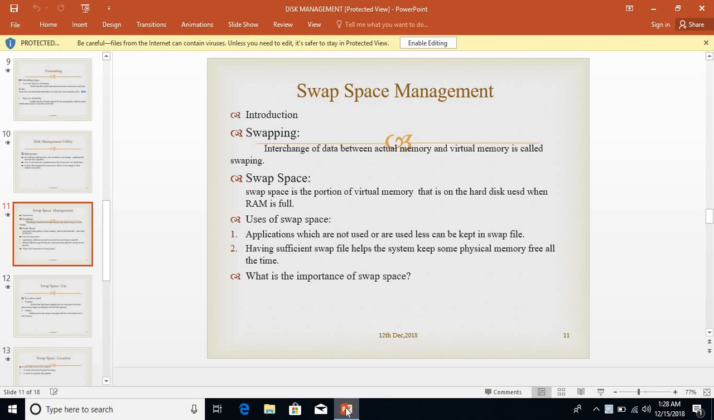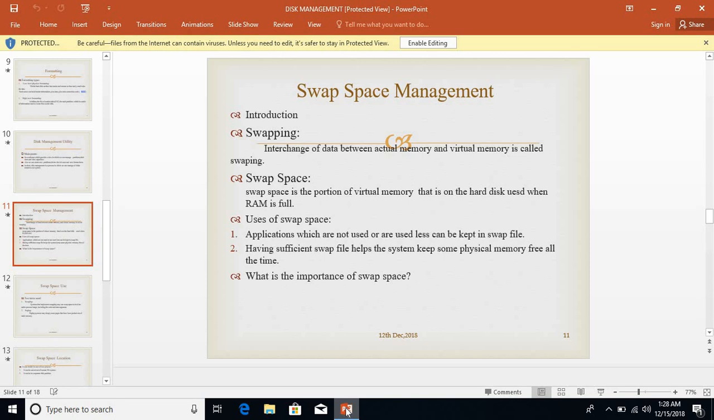Before starting the discussion, let's consider two terms: swapping and swap space. Swapping is the movement of whole data from main memory into the virtual memory, while swap space is the portion placed on the virtual memory, and that virtual memory resides on the hard disk.